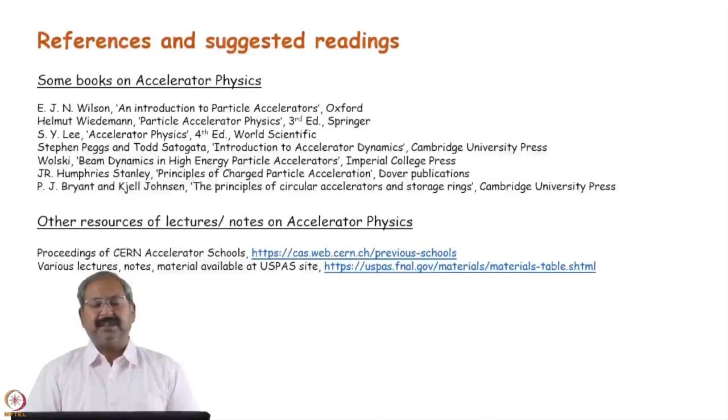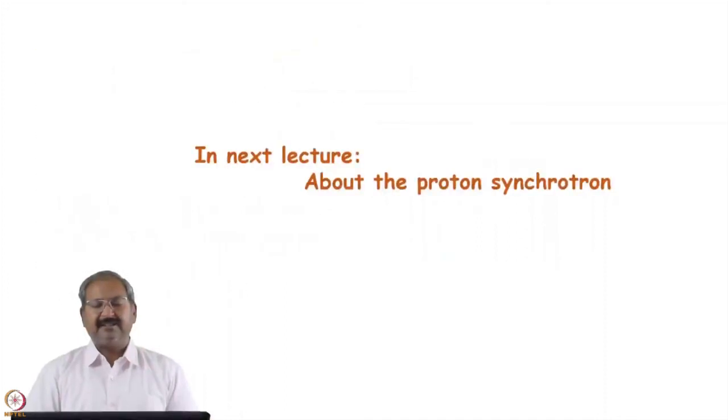So again, the references are the same, and each book covers to some extent the synchrotron radiation and how we can choose the correct achromat for making the lattice. In the next lecture, we will talk about the proton synchrotron, which will be used for a spallation source.